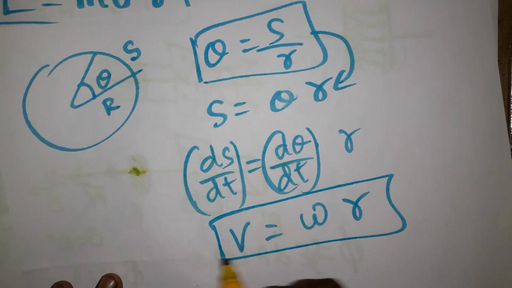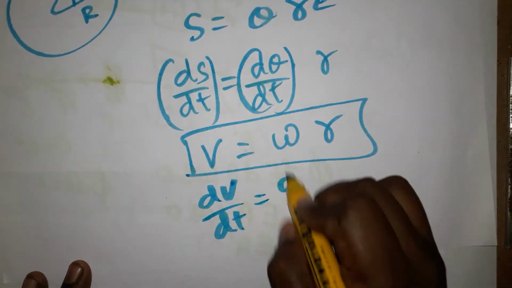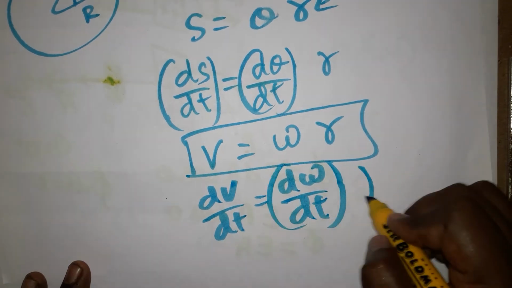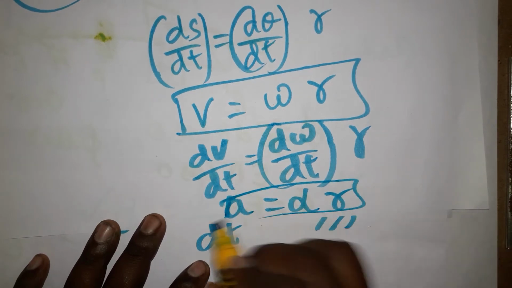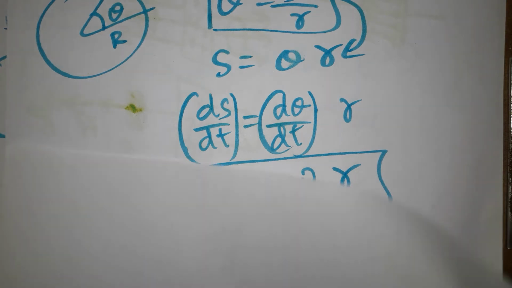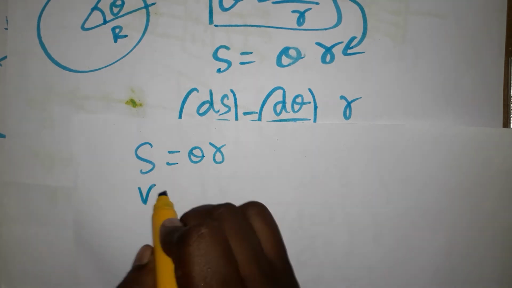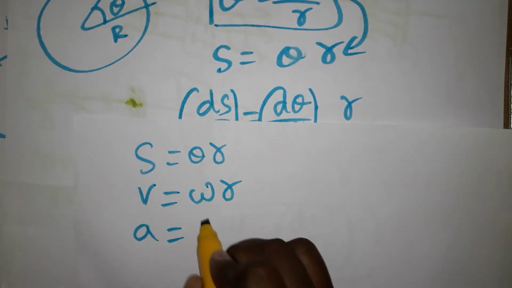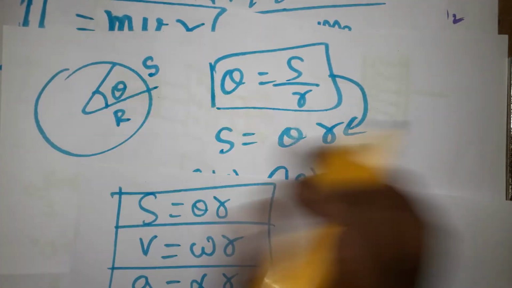So v = ωr, another equation. Differentiate this equation: dv/dt = (dω/dt) r. That is acceleration, which is angular acceleration into radius. These are the equations we got. We are discussing the rotational motion equations, and when you listen to this it is very easy to recall all the formulas. The equations we got are s = θr, v = ωr, a = αr, from the object moving in circular motion.